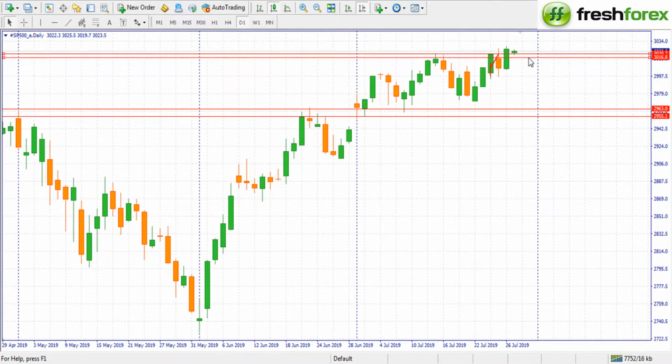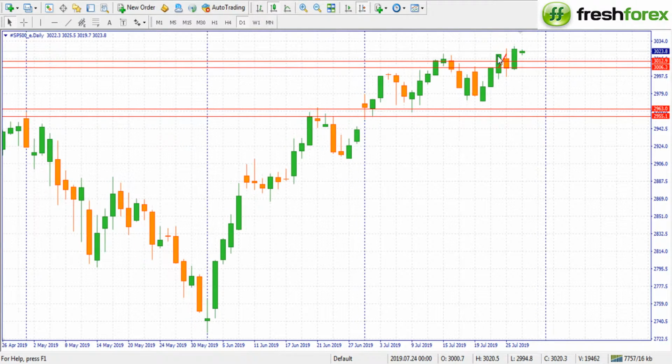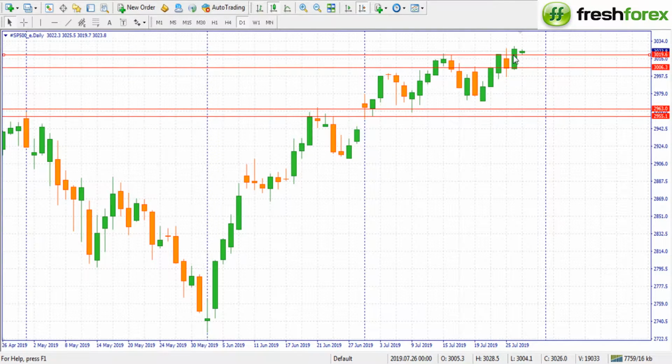A very good resistance has been broken, and so far the price is still above that level. So as long as we have price remaining above this level here, we have a resistance at this point.